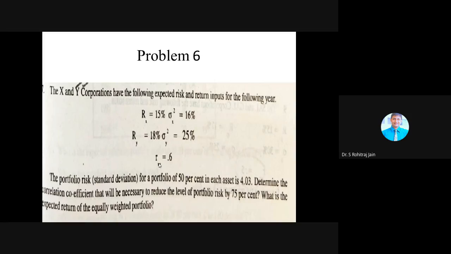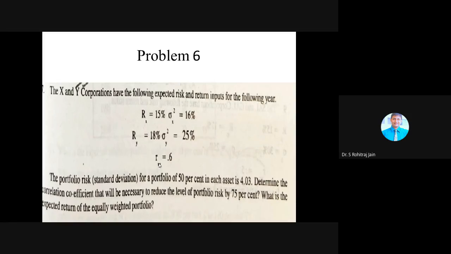Can anyone tell me what is that small r over there? Yes, the correlation coefficient, right? The correlation coefficient that exists between X and Y is 0.6.